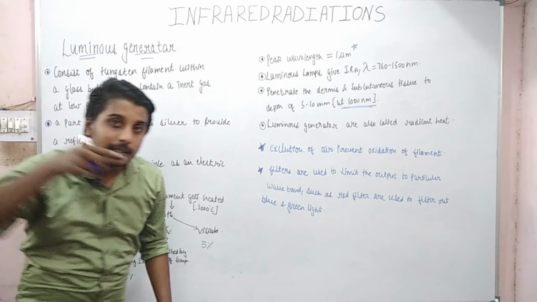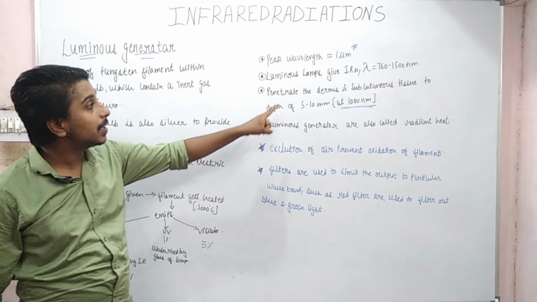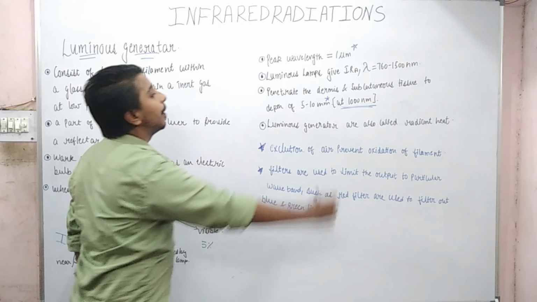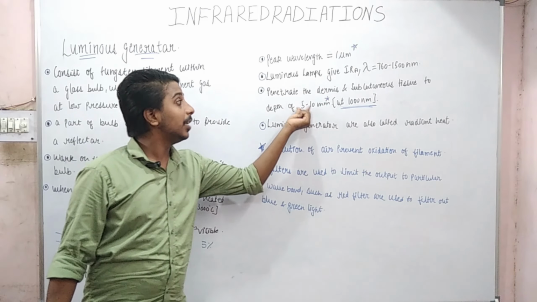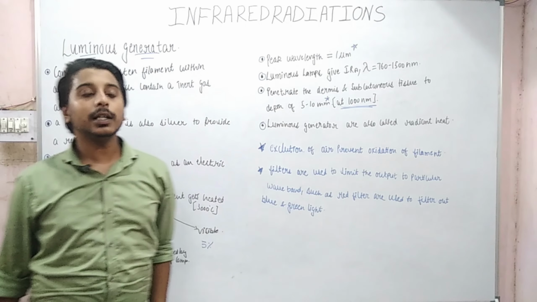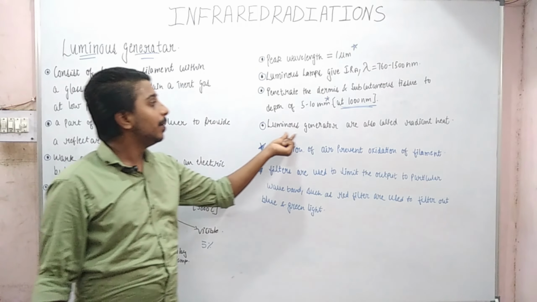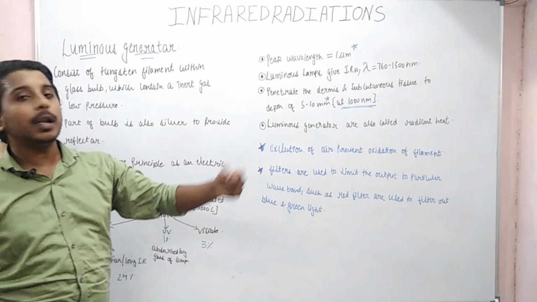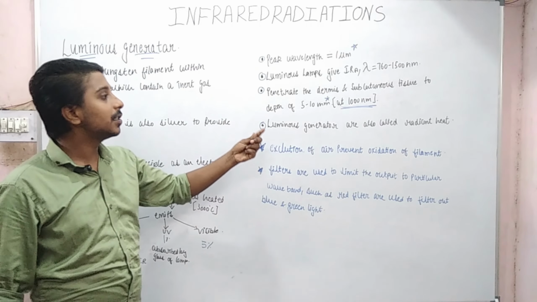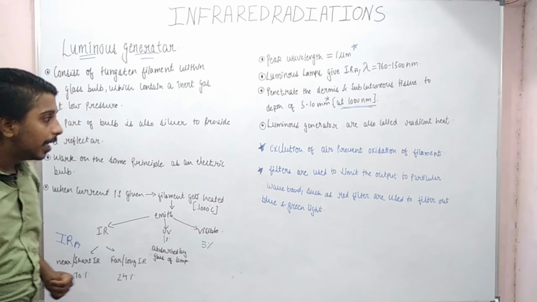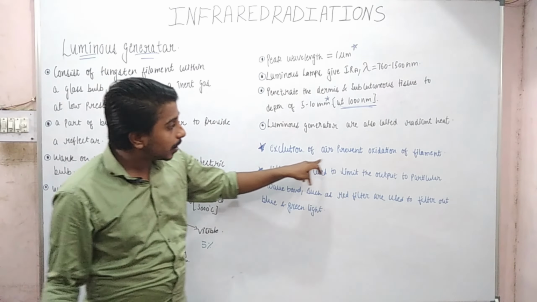nanometer, these rays penetrate through the dermis and subcutaneous tissue up to 5 to 10 millimeter. This value is at 1000 nanometer, which is the peak intensity value. And luminous generators are also called radiant heat, or the heat which is produced by the luminous generator is called the radiant heat.